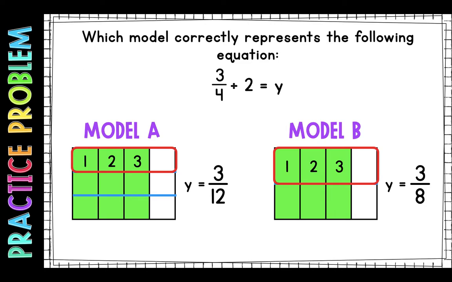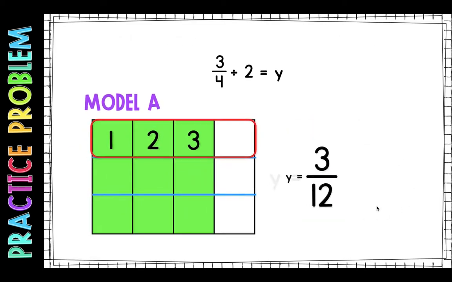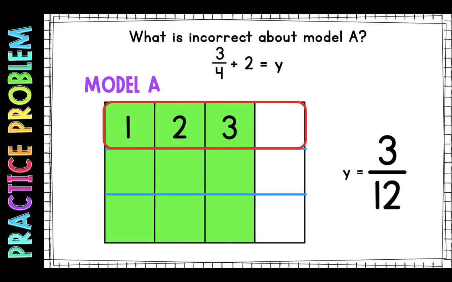So for this example, model B would be the correct model. That's because I have started with 3/4 vertically, and then I split it into halves or 2 parts horizontally, and then counted the parts in just the top half. So that would be 3/8 total. Now go ahead and tell me what is incorrect about model A.